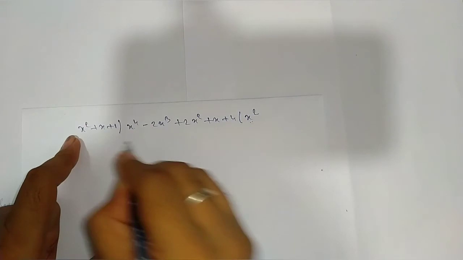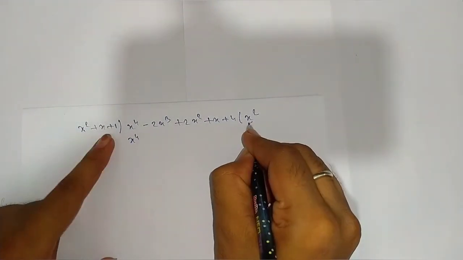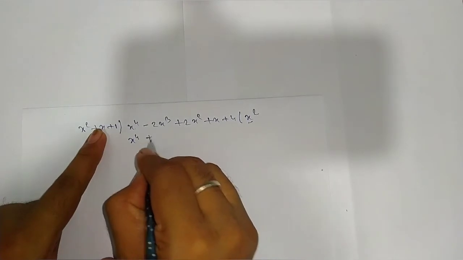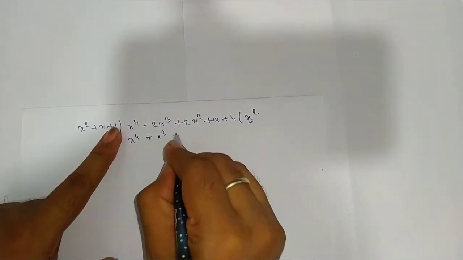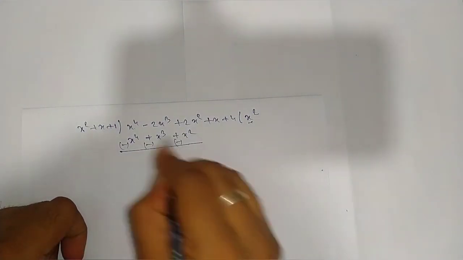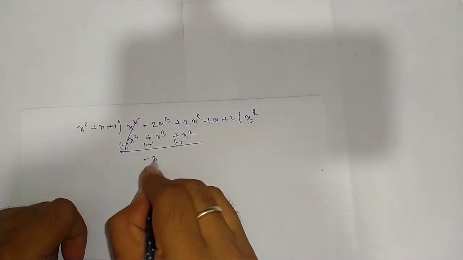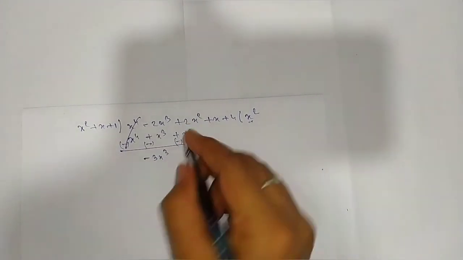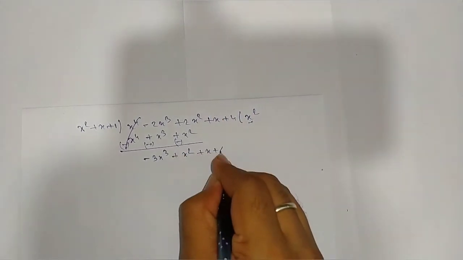Our target is like this. We'll take x square into x square, which is x to the power 4. x square into x gives plus x cube. x square into 1 gives plus x square. Now the symbols change, so this will cancel each other. Minus gives plus, and we get minus 3x cube and plus x square. Whatever remains, we keep the same.